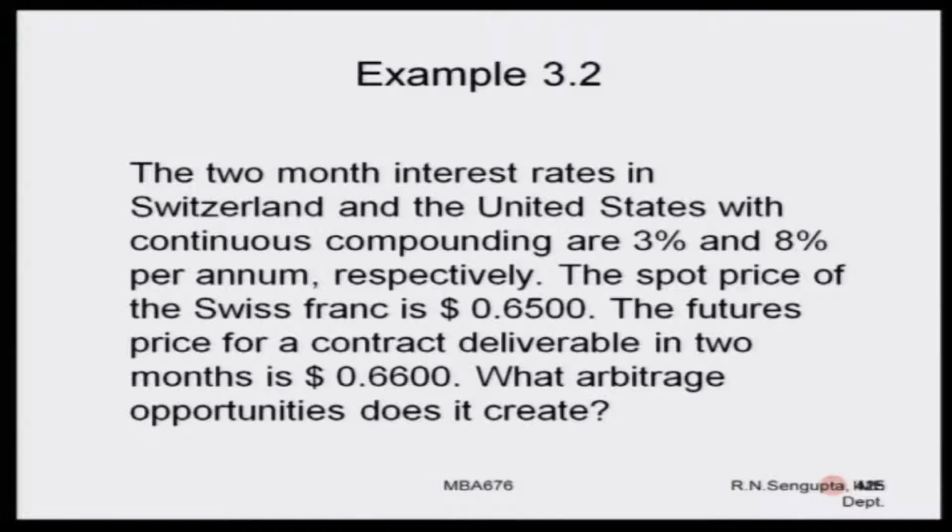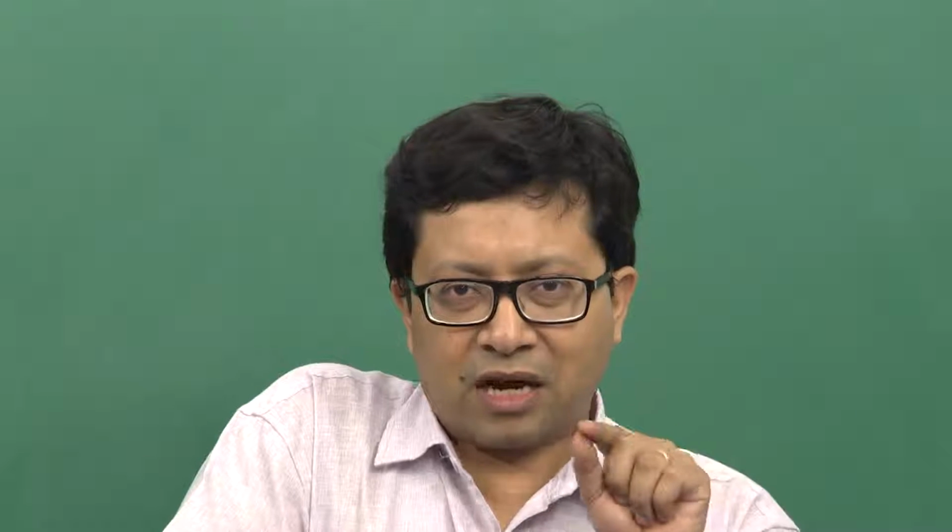Remember, the time frame is 2 months, which is 2 by 12. If you are using the Swiss franc in dollars with spot S0 as 0.65, then e to the power (R minus R star) T would use the corresponding interest rates, where R is the domestic one and R star is the foreign one. You calculate this value, compare it with 0.6600, and then say whether there is an arbitrage opportunity, yes or no.